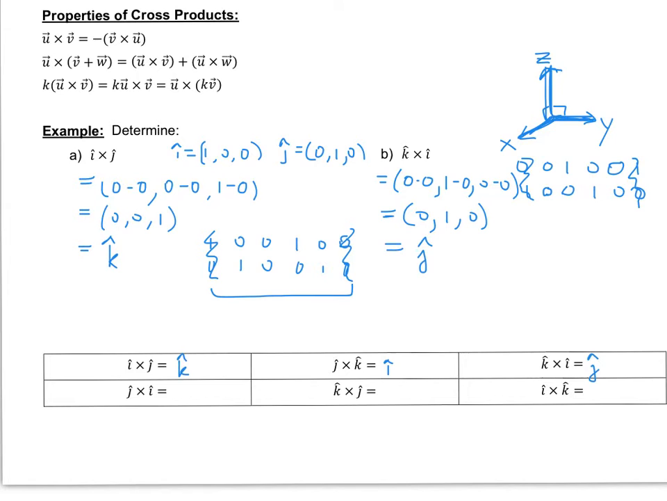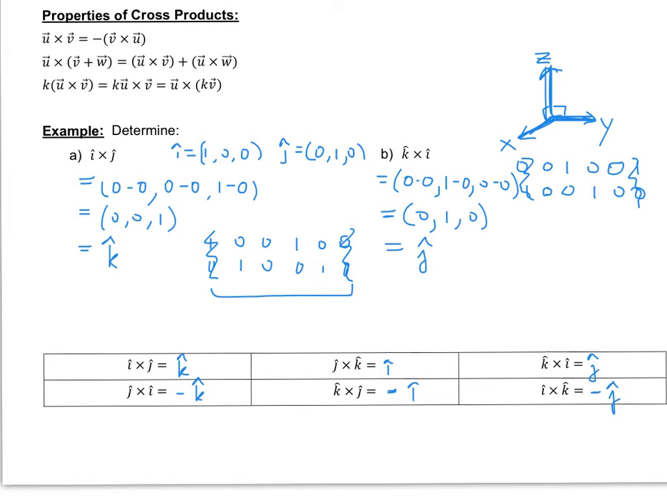So i, j, j, k, k, and back to i again. Those equal the positive unit vectors. If you do them in the reverse order, if you do j crossed with i, you're just going to get negative k hat, using that rule that you're going to get the opposite direction. It'll be the same vector as the original, but in the opposite direction. So this will be negative i hat, and this will be negative j hat.